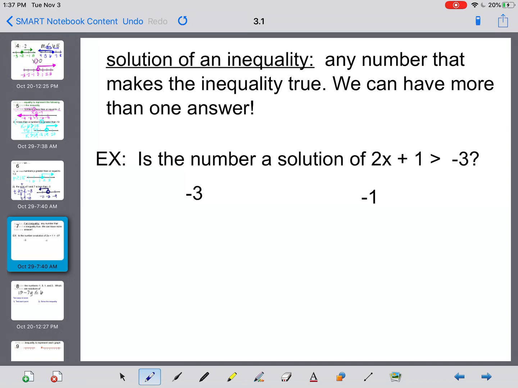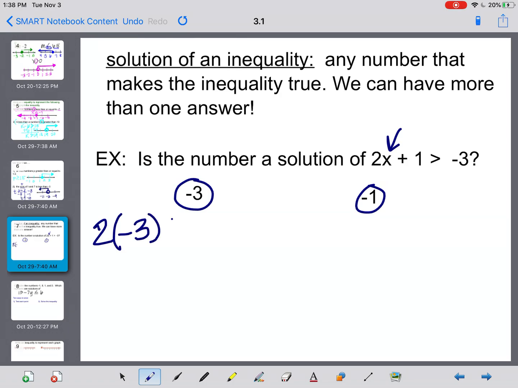The solution of an inequality is any number that makes the inequality true. And it's very possible to have more than one answer. When you have inequalities, there can be infinite numbers of answers. Okay, so for example, is this number a solution? They give us two possibilities.